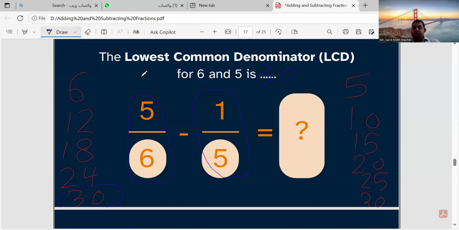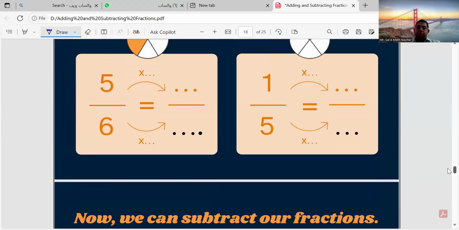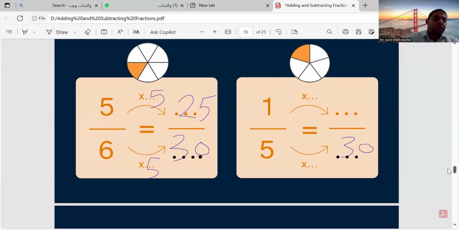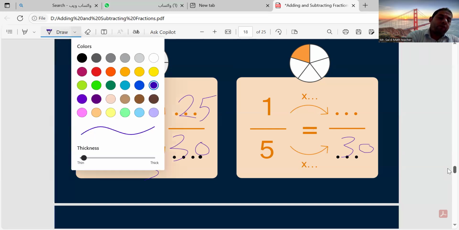So what do we do next? Yes, we make equivalent fractions with the same denominator, which is 30. We write 30 here and another 30 here. We need another one to help us. Let's start with the first. 6 multiplied by what gives 30? Yes, by 5. So we have to multiply by 5 up. 5 multiplied by 5 equals 25. So the first fraction will be 25 over 30.